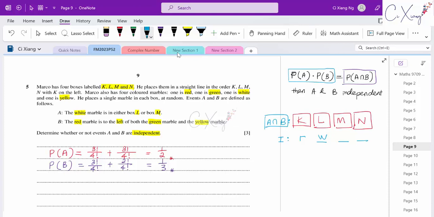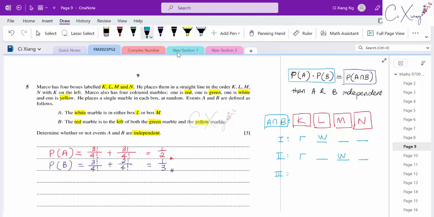So I'm having red on the left, okay, then white is in the L, then green and yellow are either in M and N, then it fulfills the event A intersect B. Another possible result is if I fix R here and then my W is here, the white color is in the box M, green and yellow are still on the right hand side of the red marble. It still fulfills the event A intersect B. Okay, and then what else do I have? So just now, do I have the third case?